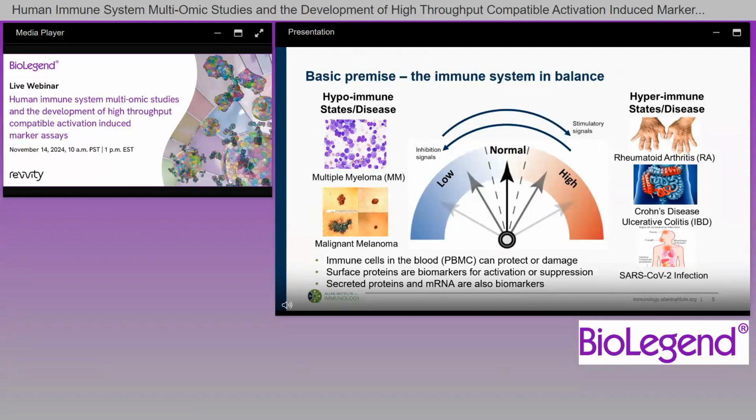So some of the basic premise of the immune system that we're looking to develop protocols and research into is that the immune system operates in a balance, and sometimes you get hypo states and hyperimmune states. And so what we're doing is looking at surface proteins and biomarkers by flow. We're also looking at secreted proteins by MSD, proteomics, and Olink data. And then we're also able to look at RNA sequences.